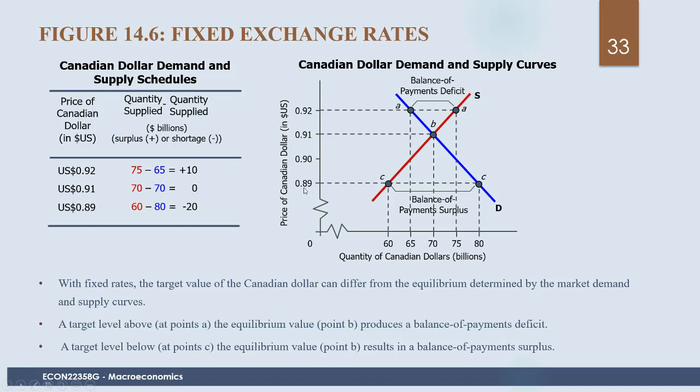Now, if the exchange rate is fixed below, you have a surplus at this exchange rate, and in other words, a shortage at 0.89. And to prevent this from going up, you have to supply that shortage. And so the central bank can easily supply Canadian dollars, so they would be buying the foreign exchange with Canadian dollars.